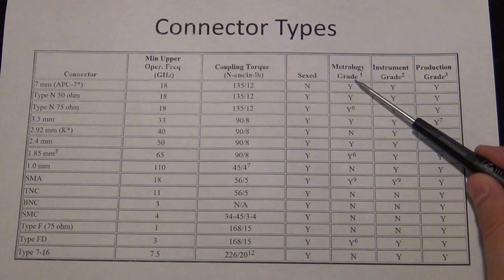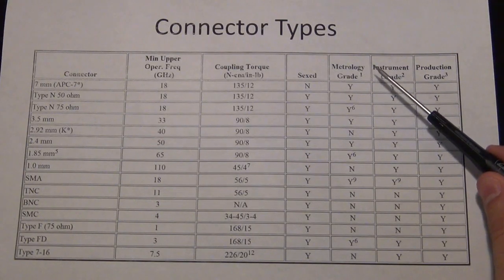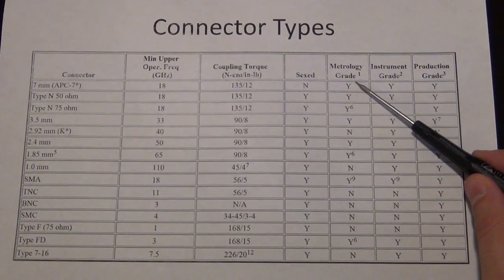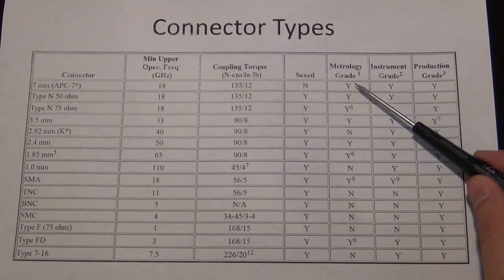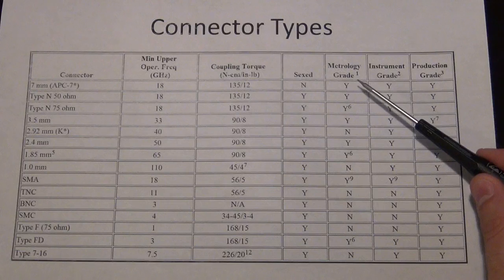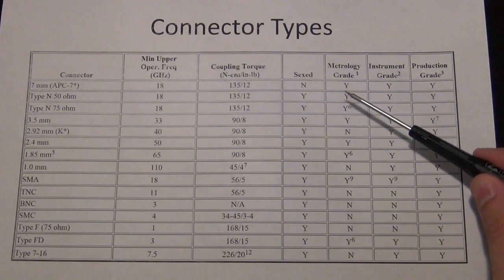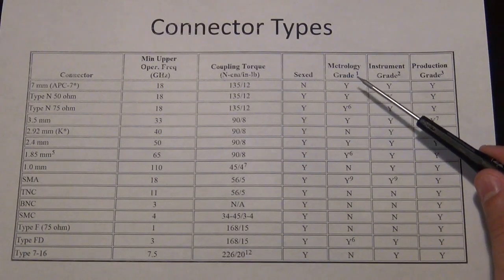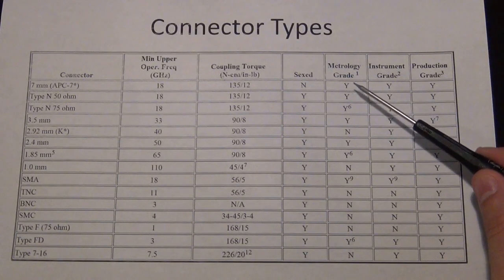Metrology grade connectors are the highest standard of connectors. They have the tightest tolerances, they support air dielectric interfaces, and we'll talk about that, and they should only be used for calibration or for very, very sensitive S parameter measurements. And you should not use metrology grade connectors for day-to-day uses where you're not doing a very, very sensitive measurement.